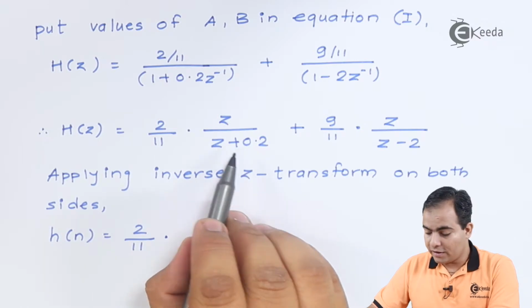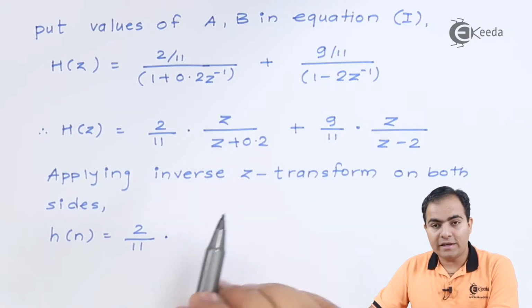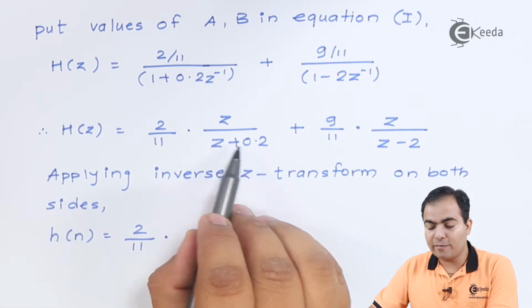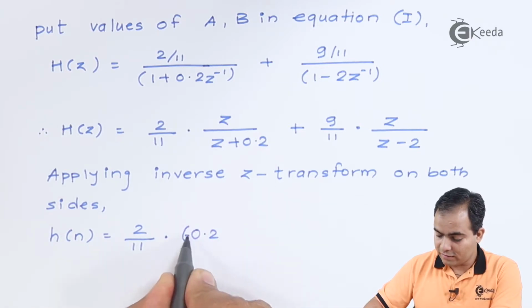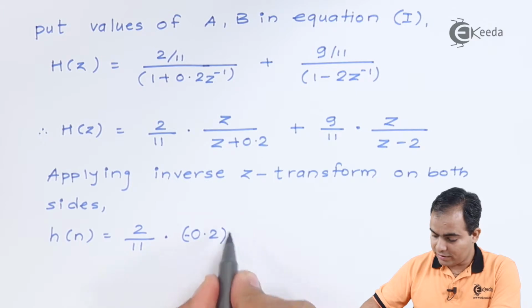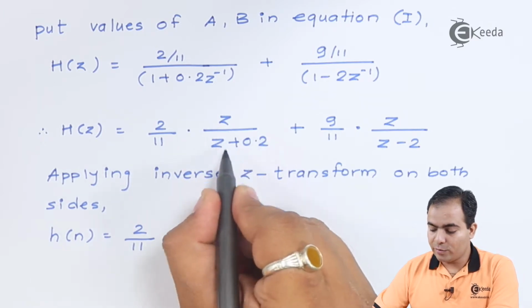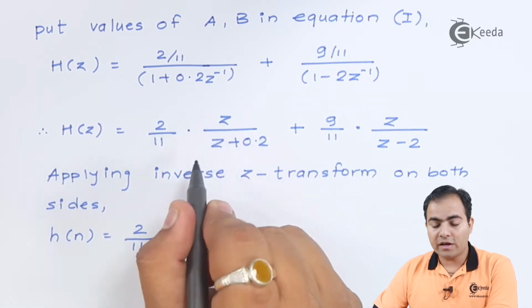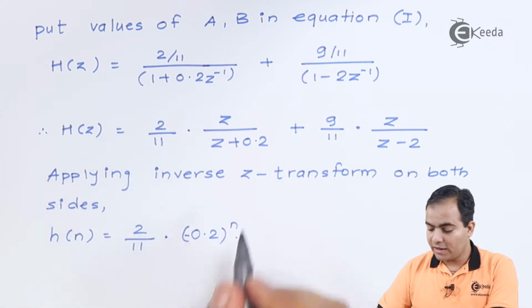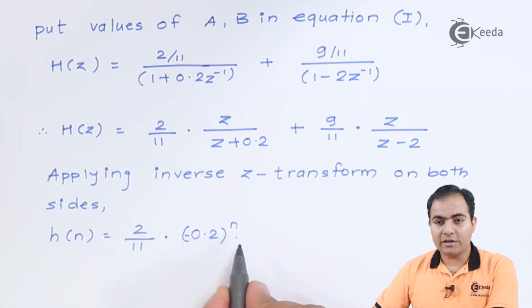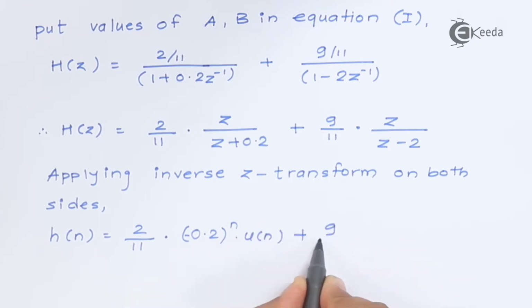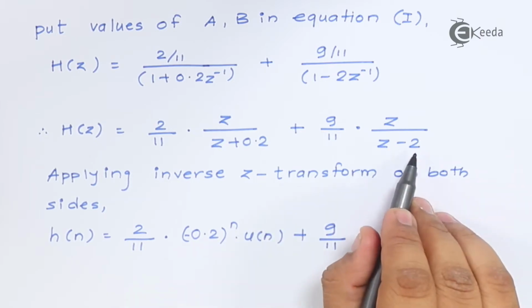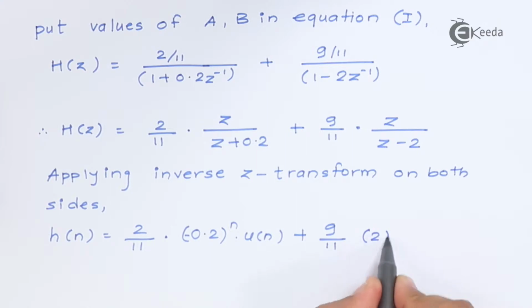Now here the a value is negative, that's why we have got z plus 0.2. So my value of a is minus 0.2 raised to n, and if I remove this value, then we will have z upon z minus 1, and that is nothing but the inverse z transform of the unit step. Now here my a value is 2, so I'm going to write 2 raised to n, and z upon z minus 1 is u of n.